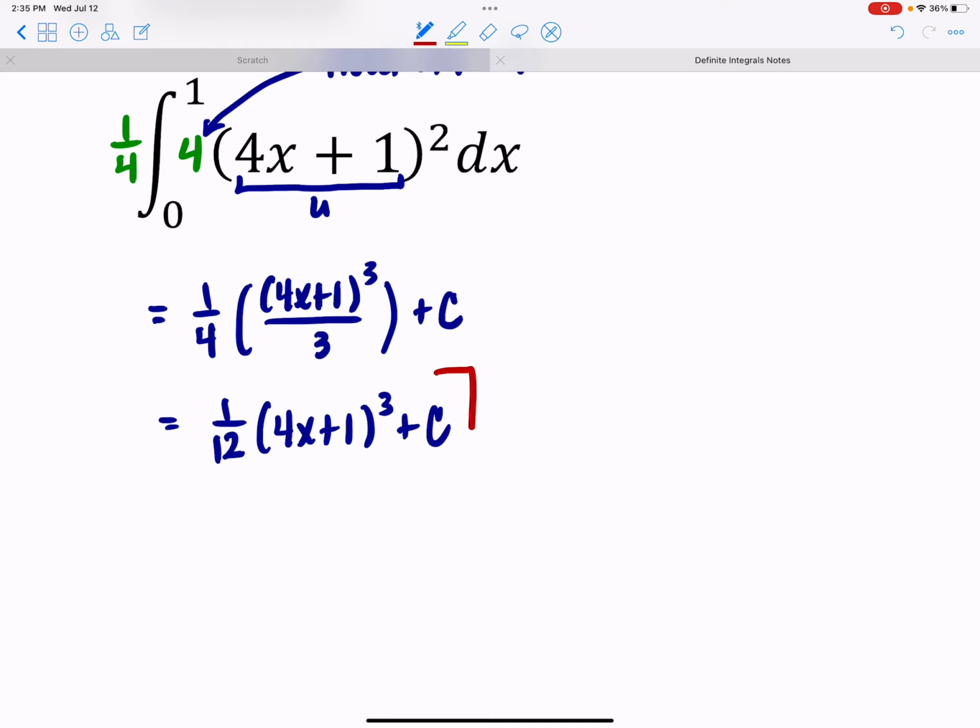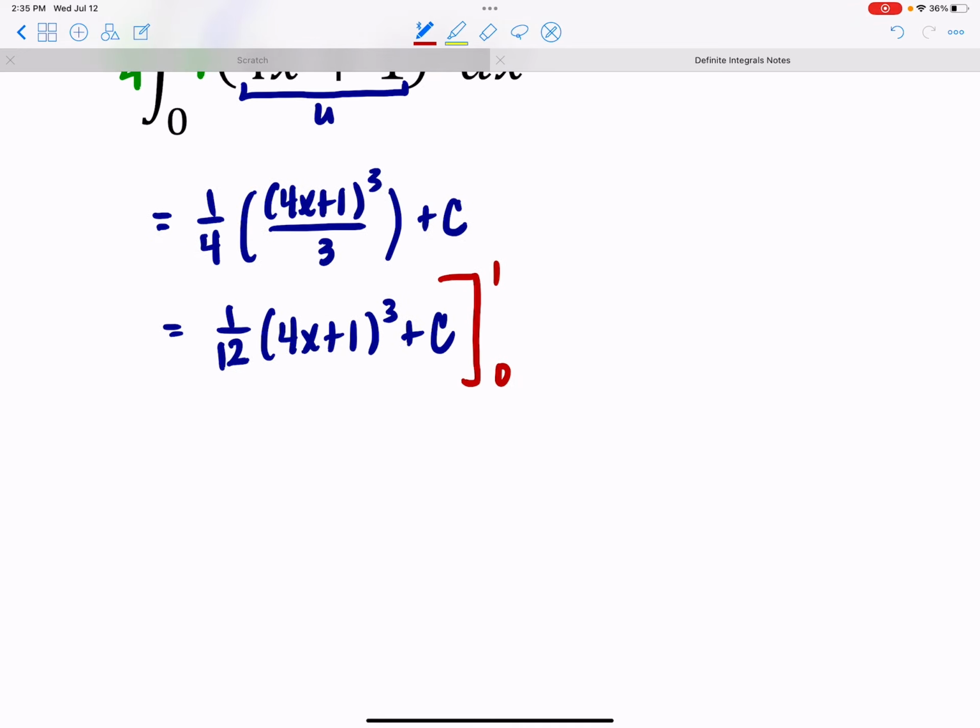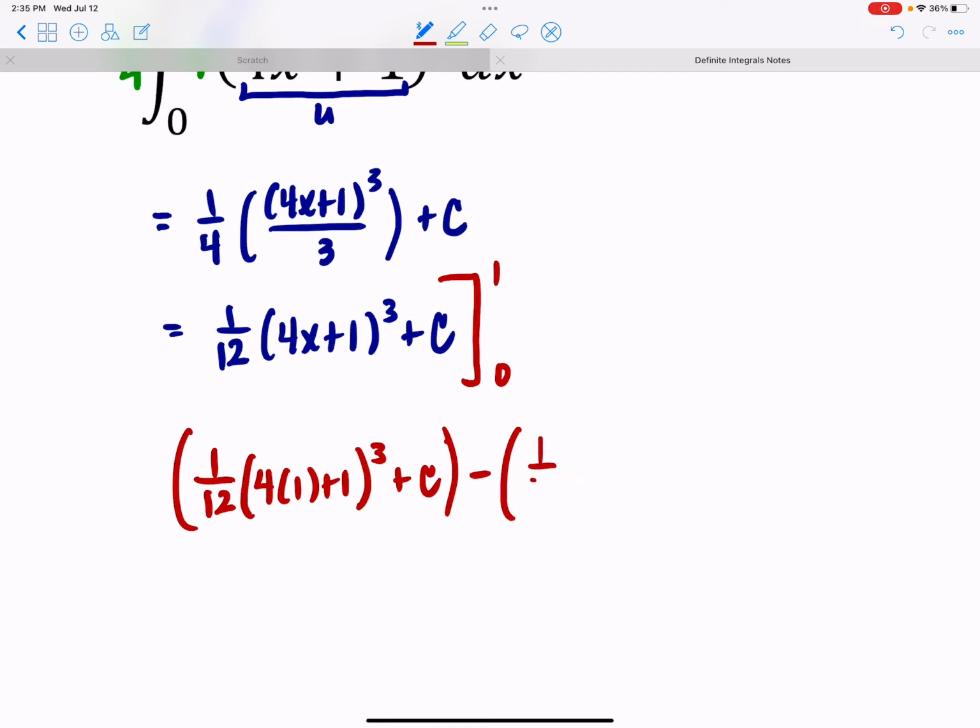Now let's evaluate at the upper limit of 1 and the lower limit of 0. So plug 1 into that, and then plug 0 into that. So when I plug 1 in, we're looking at 1/12, and then 4 times 1 plus 1 cubed plus c. And again, if you want to leave the c's off, they're going to cancel, so it's fine. Just don't get in a bad habit of leaving them off when you're finding indefinite integrals and stopping there. All right, and then let's plug in the 0. So 1/12, and then 4 times 0 plus 1 cubed plus c.